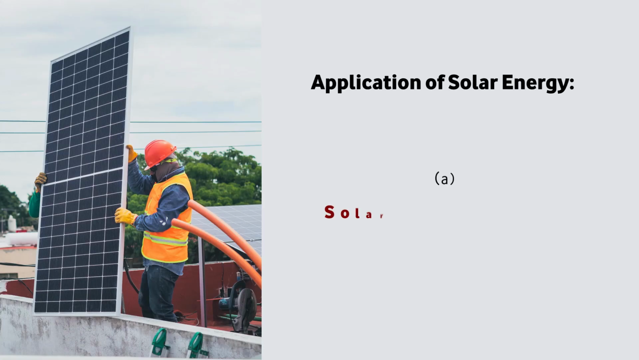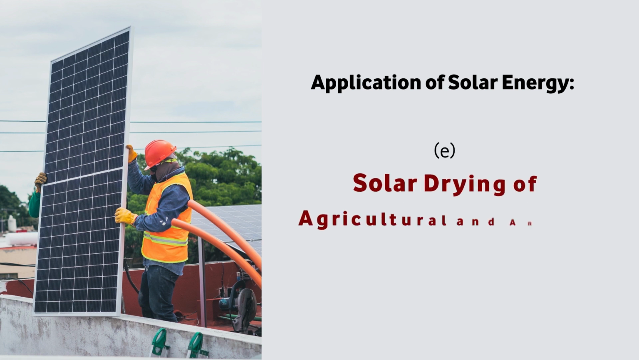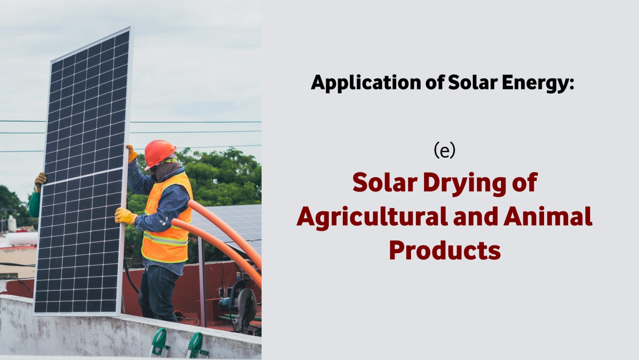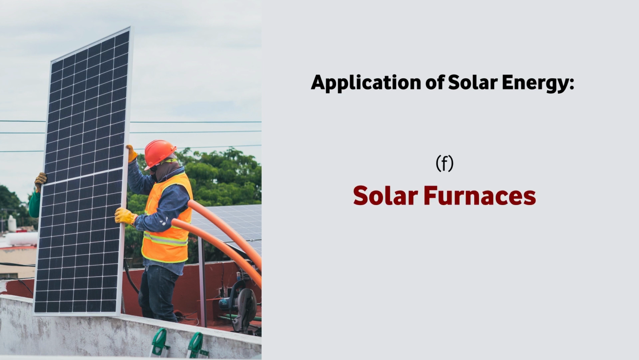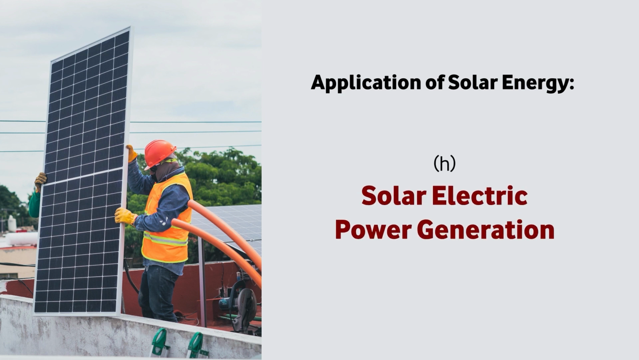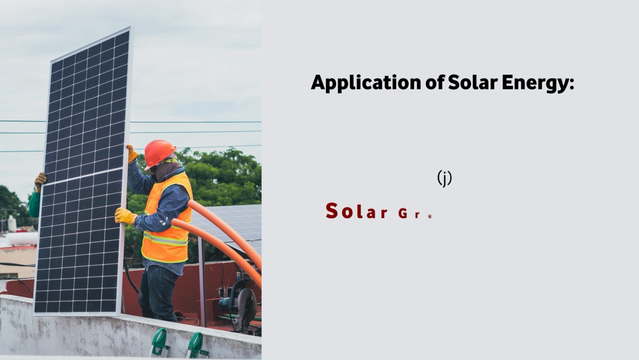Now let us discuss some of the major applications of solar energy. There are different applications: it can be used for solar water heating, for solar heating of buildings, and for solar distillation systems. Solar pumping is also one application, and solar energy can also be used for solar drying of agricultural and animal products. Solar energy can also be used for solar furnaces, solar cooking, solar electric power generation, solar thermal power production and in solar greenhouses.